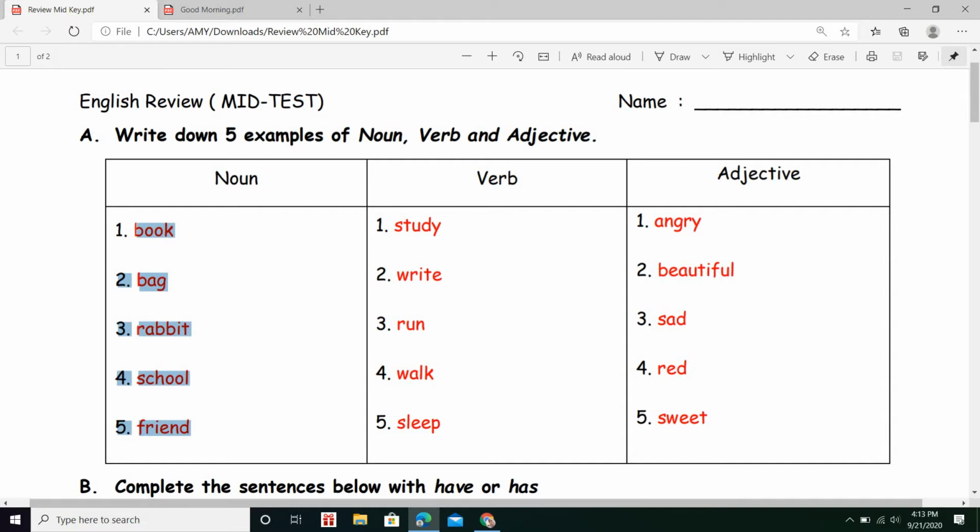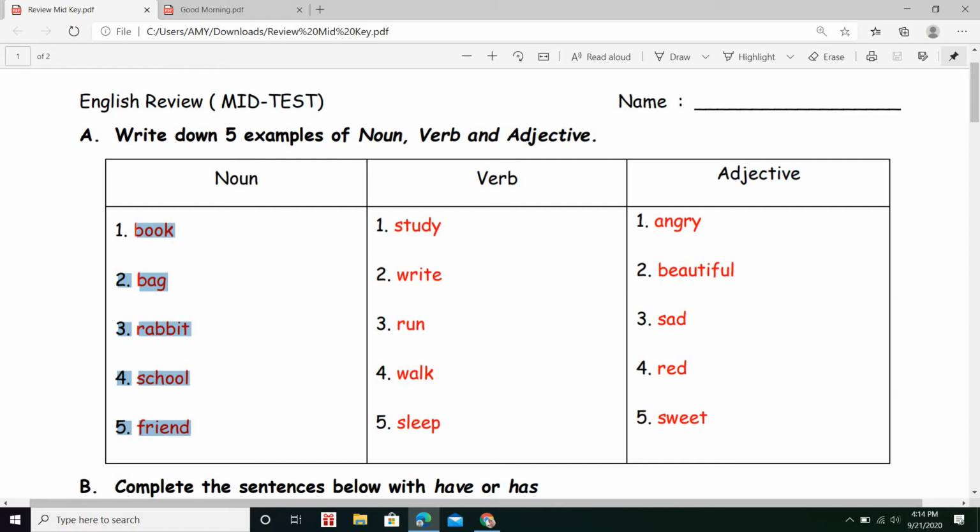You can change book to pencil case. You can change book to eraser. You can change bag to chair. You can change rabbit to dog or bird or cat. You can change school to hospital or hotel or swimming pool. You can change friend to mom or dad or brother or sister.